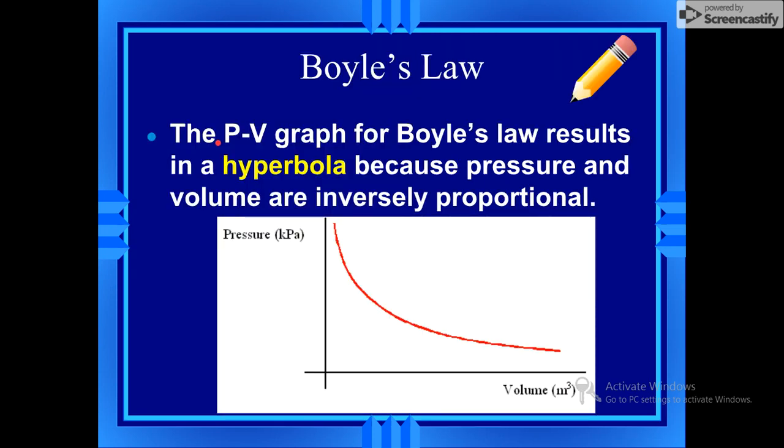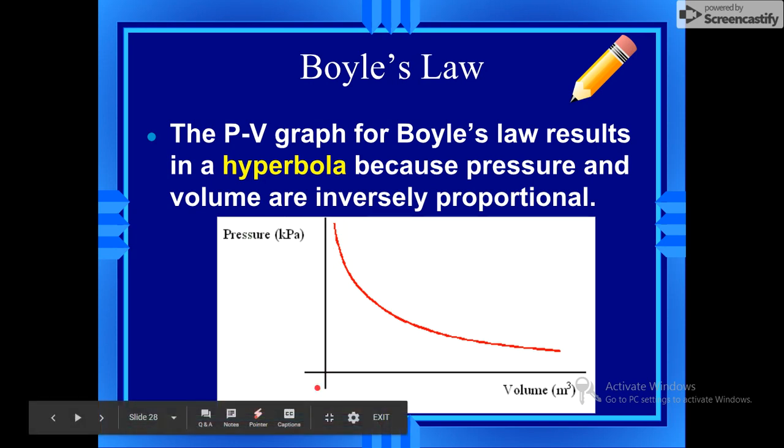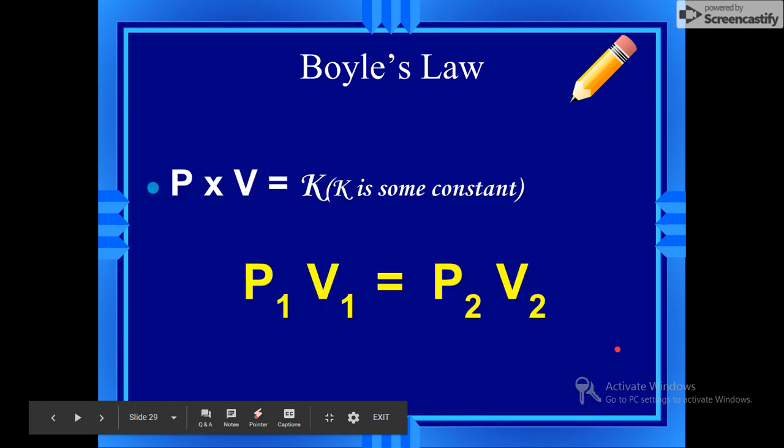Once again, this is just another diagram illustrating Boyle's law. We see here that our pressure is being measured in kilopascals. And as our pressure is decreasing, we see that the volume of gas, or whatever it is that we're measuring, is increasing. So once again, those two variables are inversely proportional.